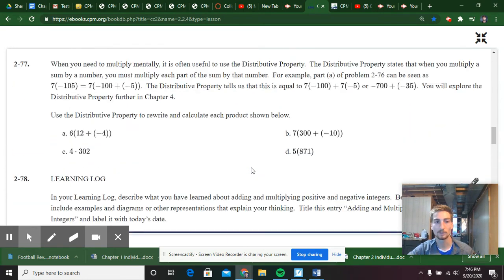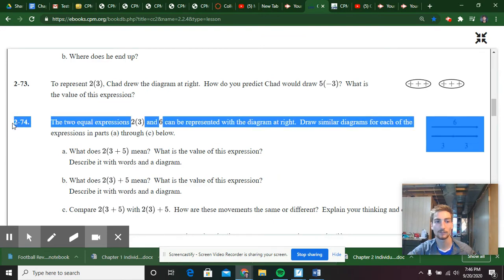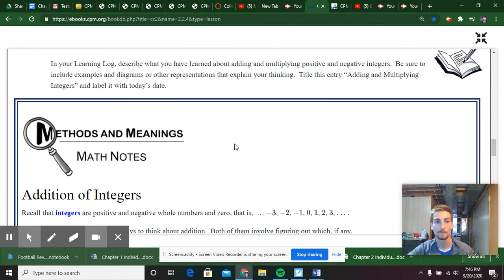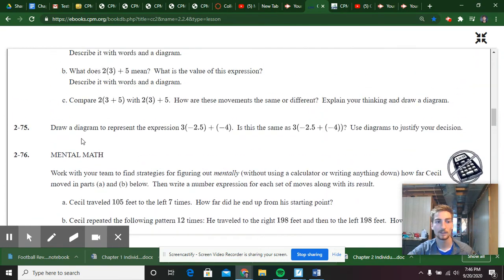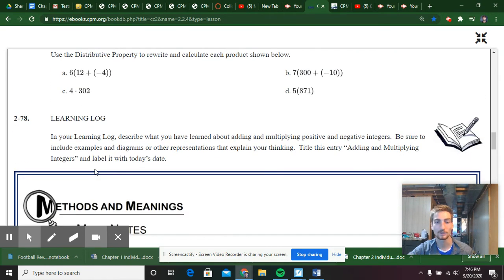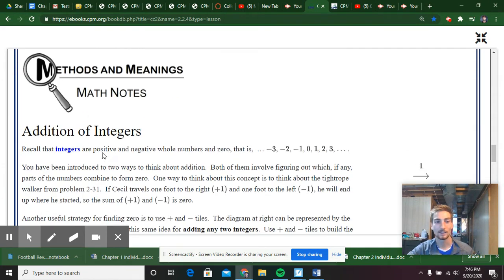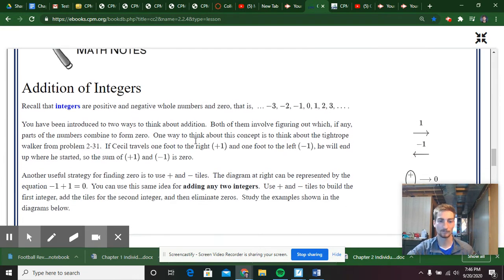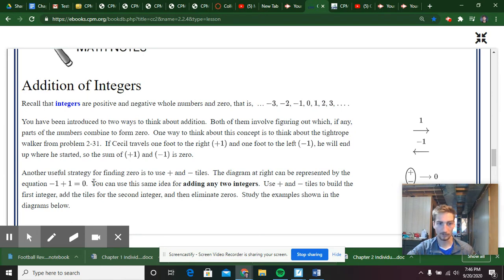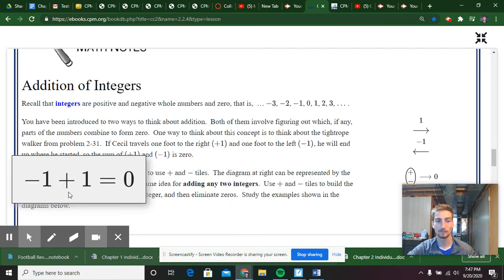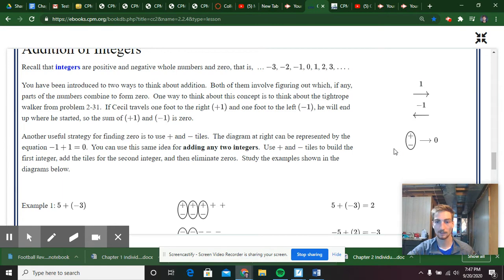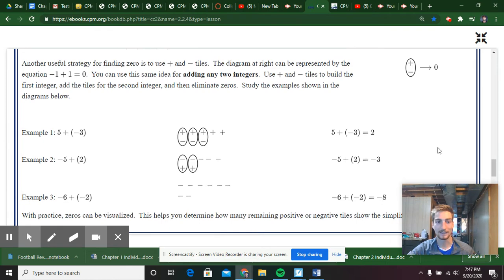And then once you're all finished with problems up through 274, then you can move on to the math notes, okay? So you don't need to do 75 through 78 unless you really want to give yourself a challenge. And this says addition of integers, all right? And down here it says you can use the same idea for adding any two integers. And this talks about how if you have a negative 1 plus a positive 1, it will give you 0. They cancel out. So talking about the plus and negative sign canceling out, the additive inverse is what we would call it.